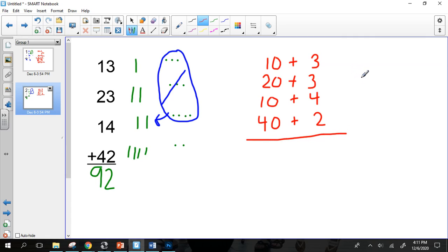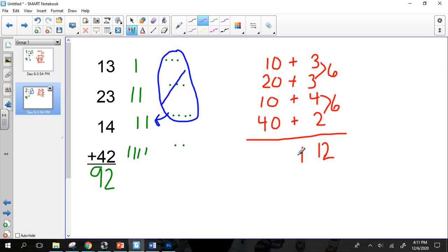All right, now let's look at how we can put these together. So I notice this makes 6, 3 and 3, and 4 and 2 makes 6. Oh, we should know that. That's another double fact. 6 and 6 make 12. So I'm going to write that down.